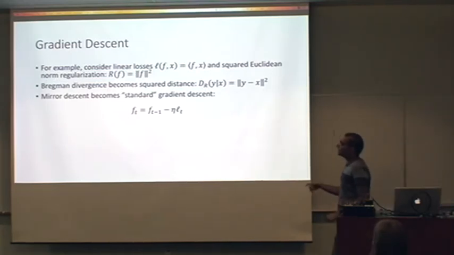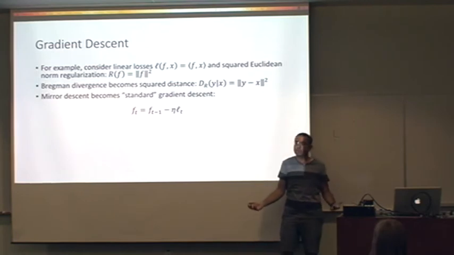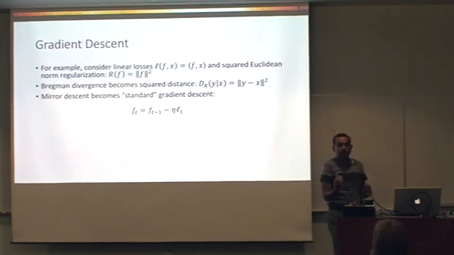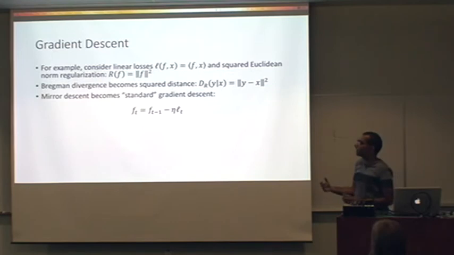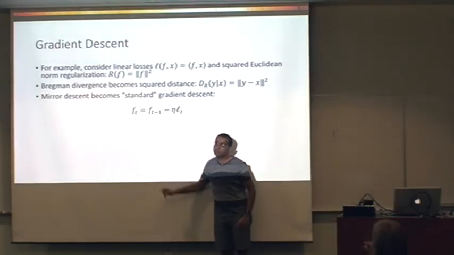And it turns out that in that situation, mirror descent becomes what we think of as standard gradient descent. So you're getting a sequence of loss functions. You're taking the gradient of the loss function at whatever point, and then you're moving a little bit in the direction of the gradient. So that's what this is. This is the linearized loss function. This is the old hypothesis.